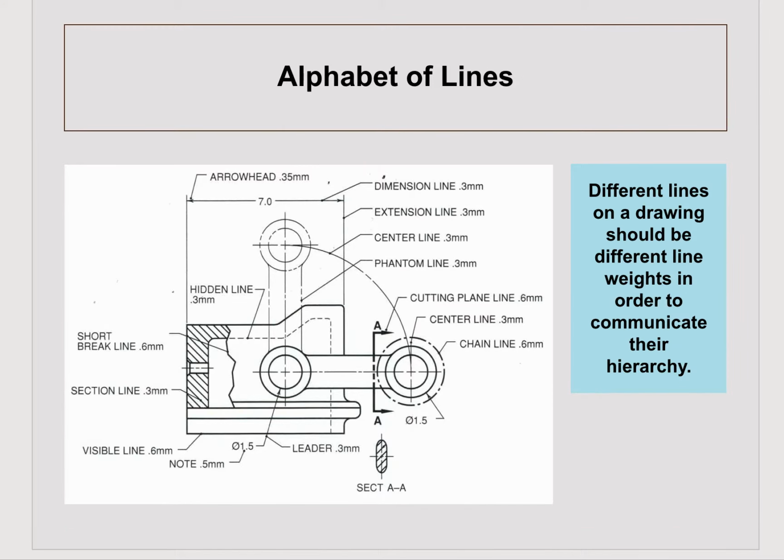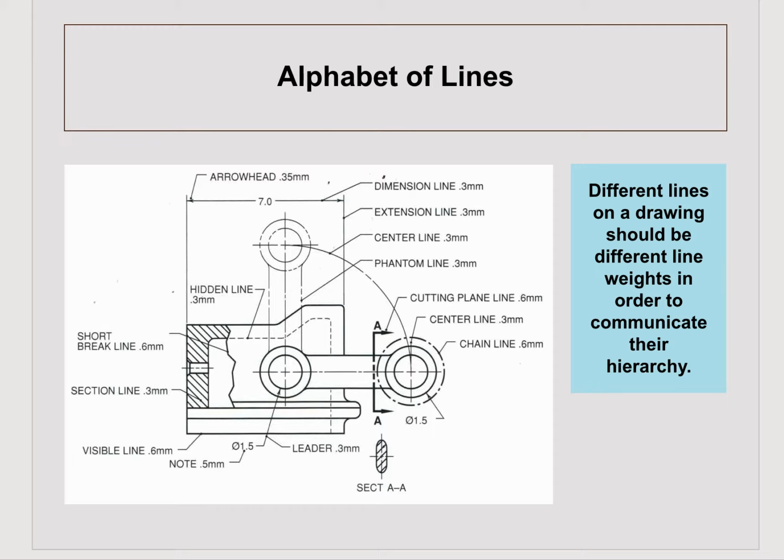When we talk about the alphabet of lines, what we mean is that different lines in a drawing should have different line weights in order to communicate their hierarchy and be therefore easy to read. And in this case, you can see this is a diagram of the alphabet of lines, right? For instance, a dimension line is going to be 0.3 millimeters.